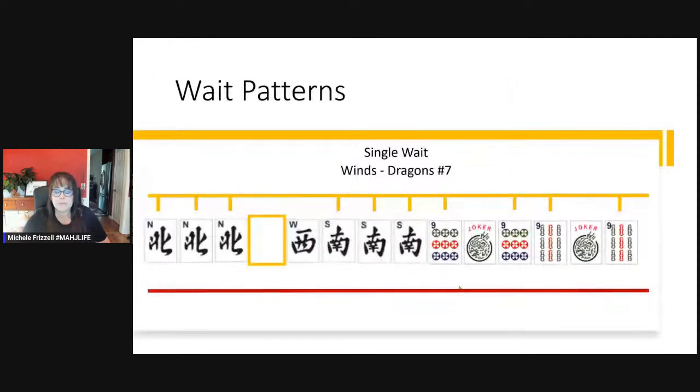The first weight pattern is called a single weight. This is where you need one specific single tile. One specific tile. So in this case, we have Winds and Dragons number 7. We're waiting on an east. The only way we can win is to get that east. So that is called a single weight.